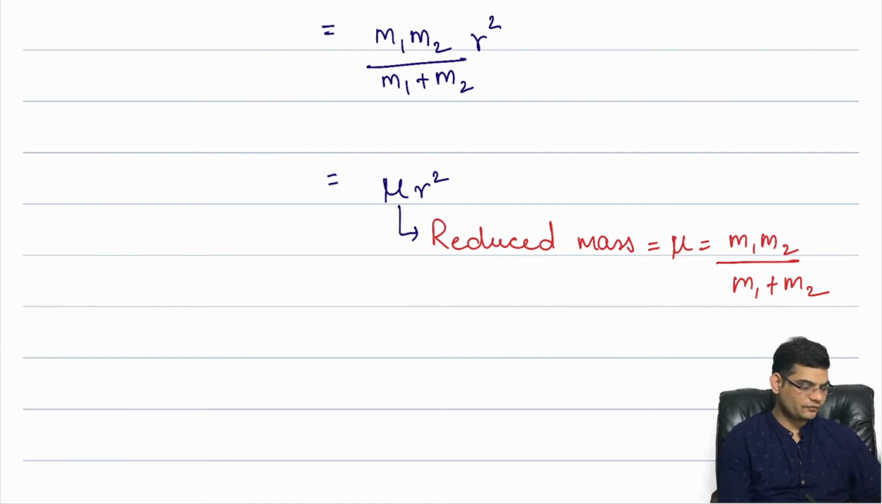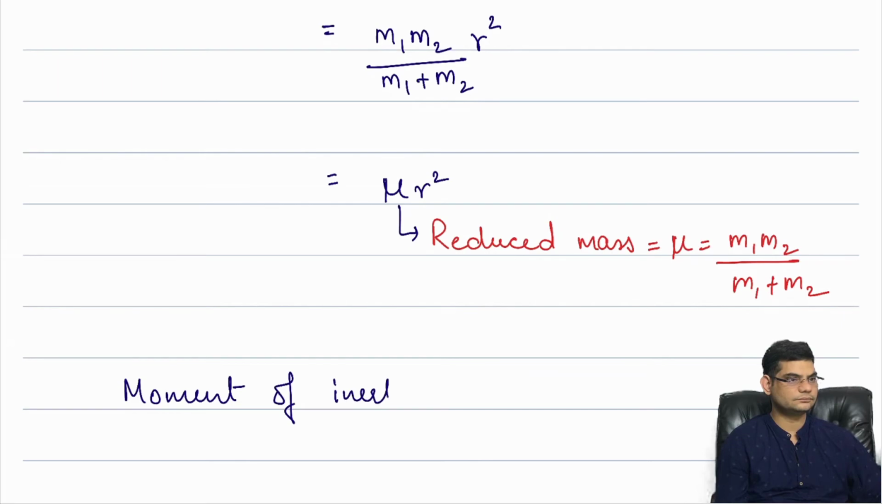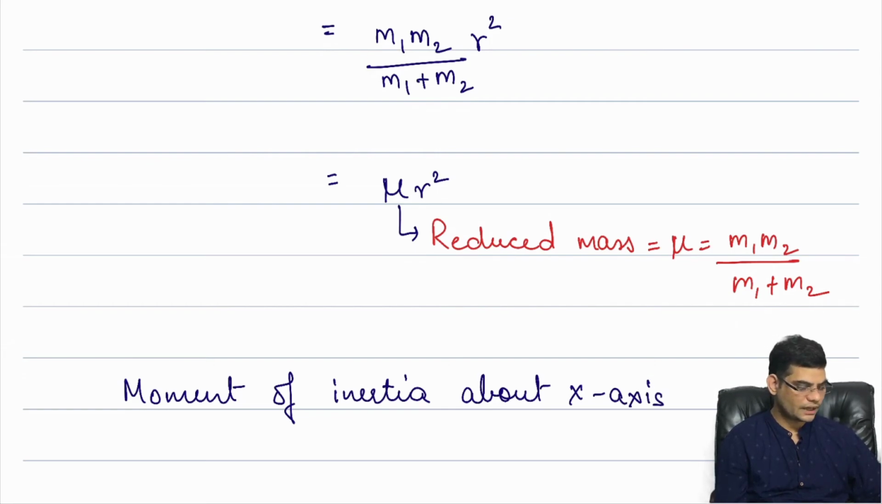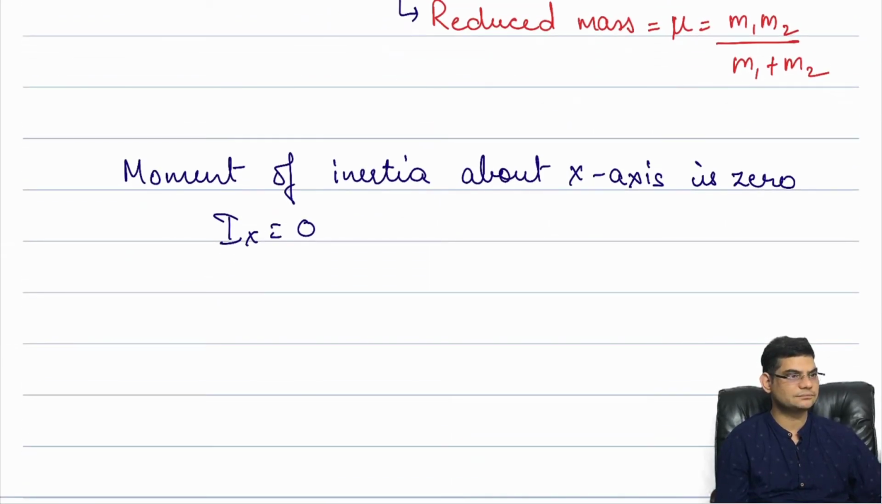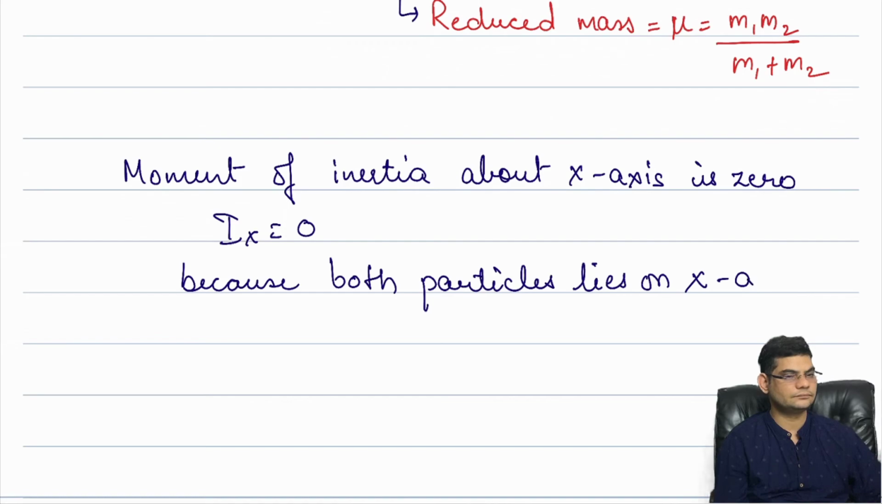Now the moment of inertia about the x-axis is 0. So Ix is equal to 0, because both particles lie on the x-axis, so their perpendicular distance from the x-axis is 0.